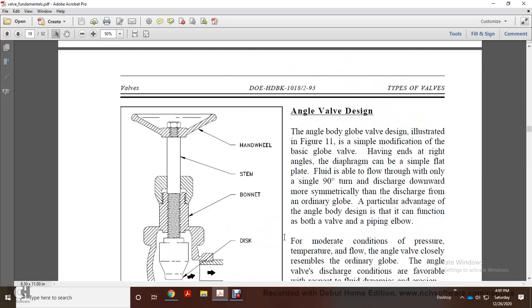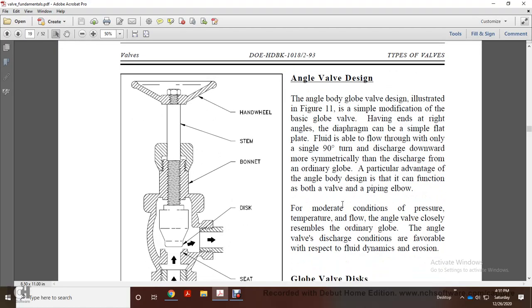However, with the ends at right angles, the diaphragm can be a simple, flat plate with the fluid able to flow through with only a single 90-degree turn, discharging downward more symmetrically than through the ordinary globe. The particular advantage of the angle body is that it can function as both a valve and a piping elbow. For moderate conditions of pressure, temperature, and flow, the angle valve closely resembles the ordinary globe. The angle valve discharge conditions are favorable with respect to fluid dynamics and erosion. That's your angle valve design.